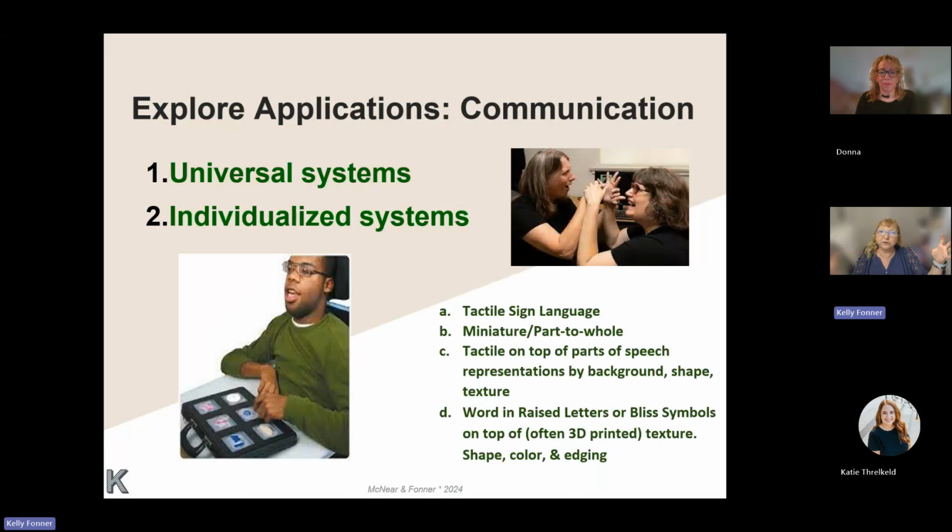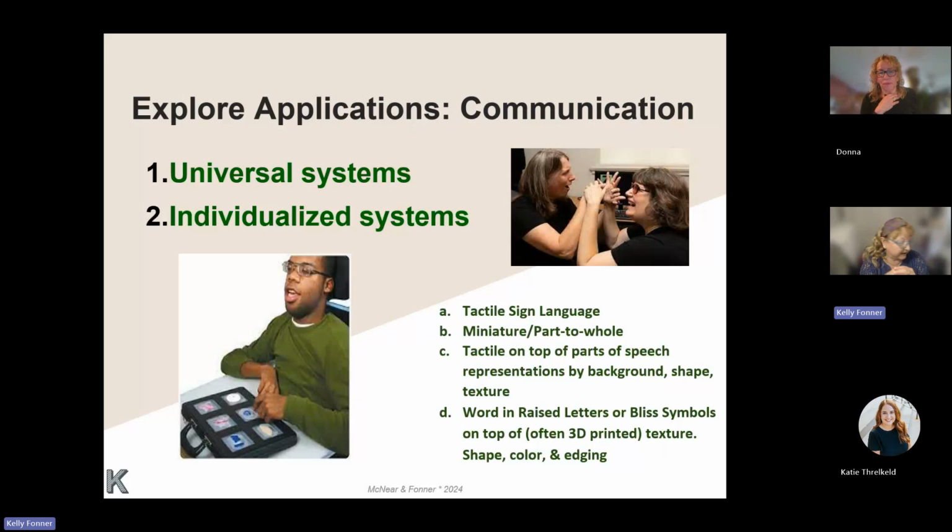That is a universal system that might have some words, just like sign language in general, that are custom to the communicator. We might see, as in the lower left-hand corner, where somebody's using miniatures or parts to a whole on top of a communication display. There's a communicator from Enabling Devices that this young man is using that also lights up. So it has both a visual enhancement as well as the tactile.